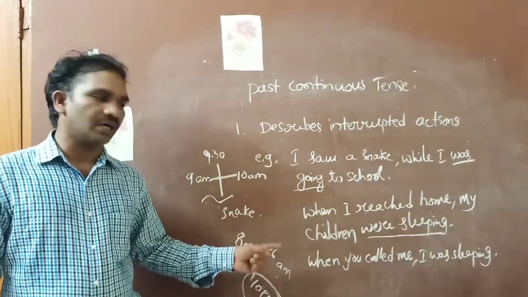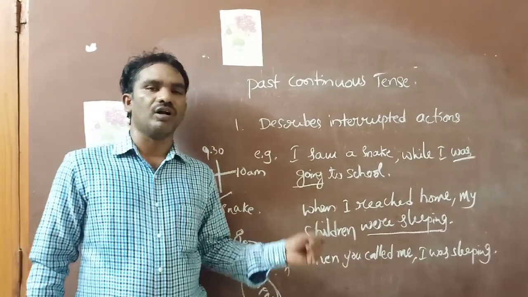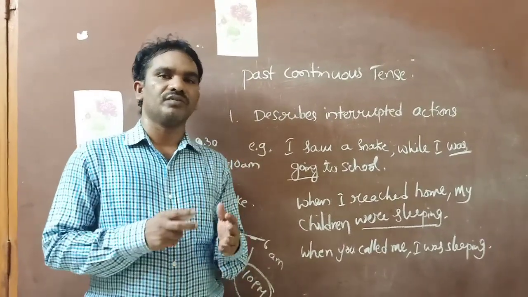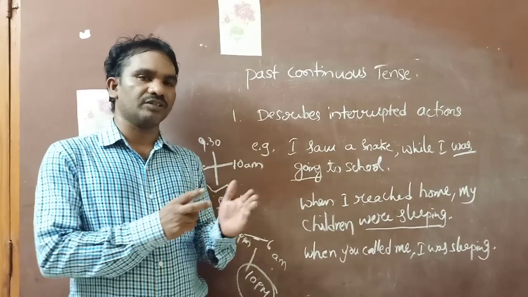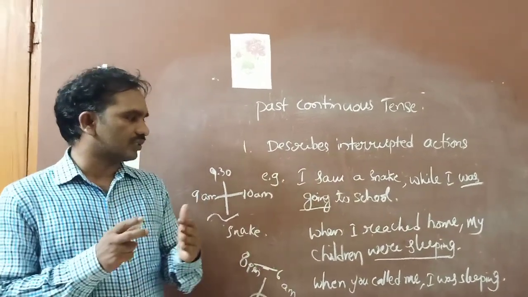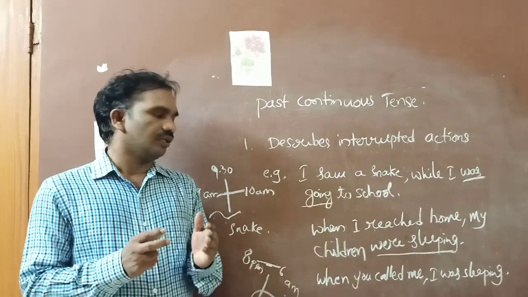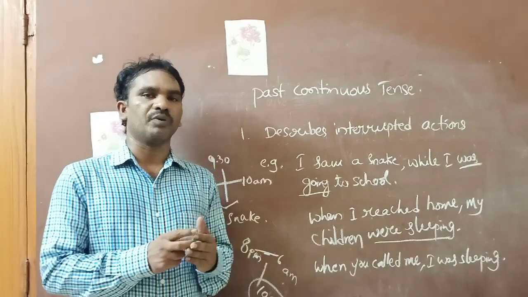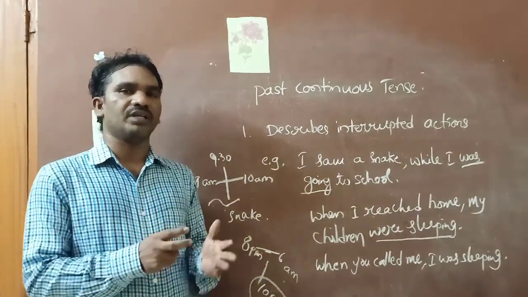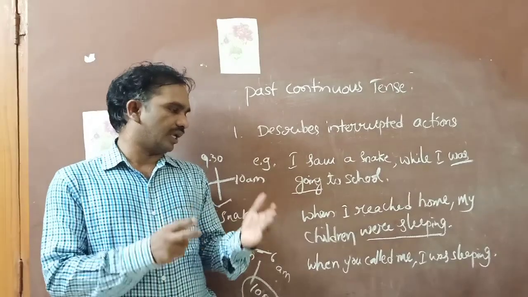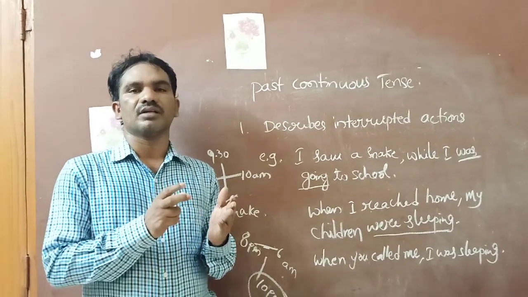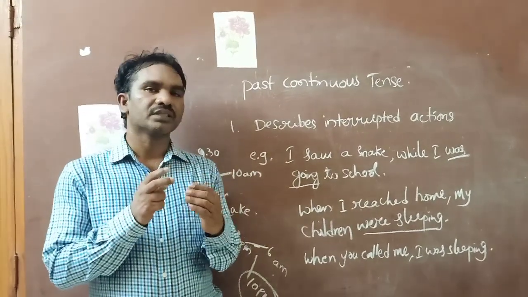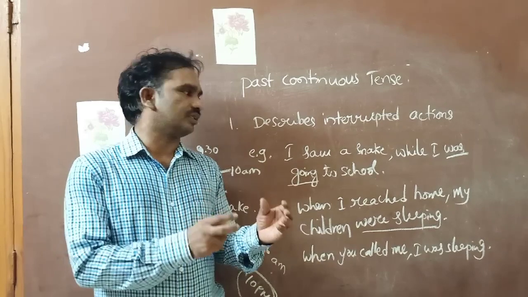And the third example is when you called me, I was sleeping. It's a continuous action. It went on for some time. In between, you called me. That means when you called me, I was sleeping. For example, I started sleeping from 10 p.m. to next morning 7 a.m. and you called me at 11 p.m. So at 11 p.m. I was sleeping. The action was going on continuously.